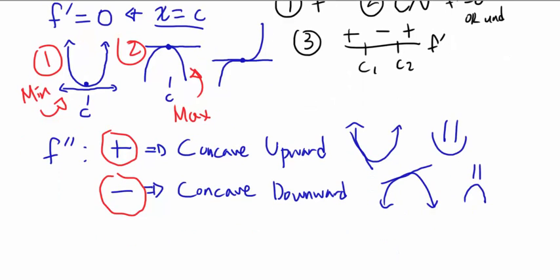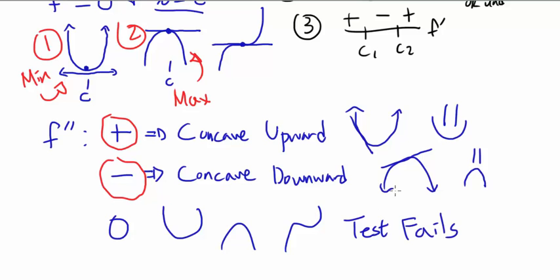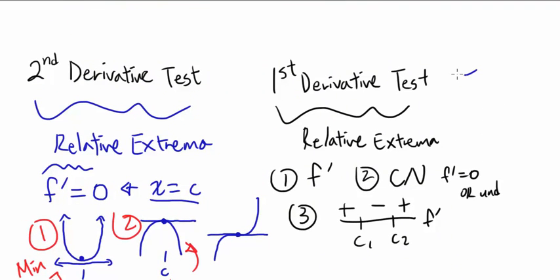But there is an important thing to consider. What happens when f double prime is equal to 0? In this case, you don't know how the graph is going to be shaped. It might be shaped like this, it might be shaped like this, it might be shaped like this. We do not know. So in this case, the second derivative test fails. And in this case, you have to go back to the first derivative test and apply that instead. In the next few videos, I will show you some examples of using the second derivative test to find the relative extrema.